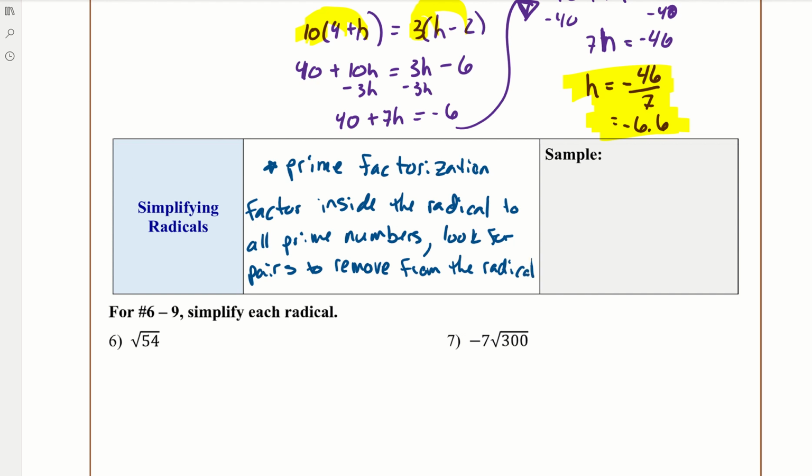Y'all, I promise my handwriting isn't normally this bad. It's like I'm writing on a vertical surface instead of a flat surface, and it's super annoying. Okay, so let me think of one that maybe we all know.